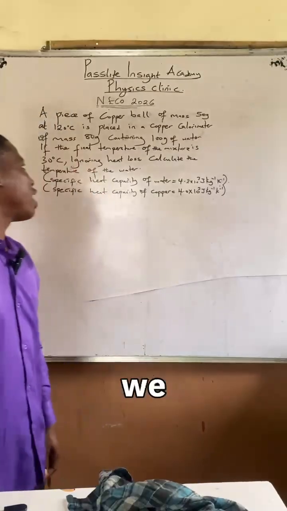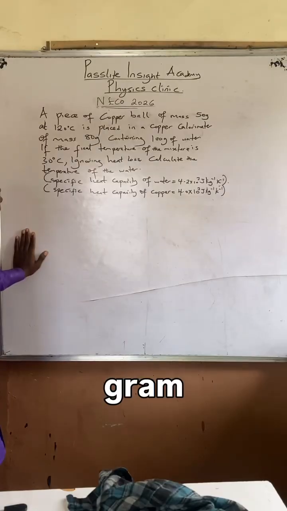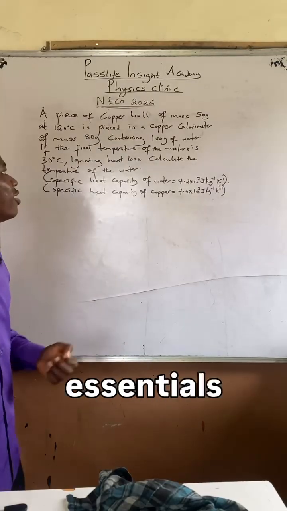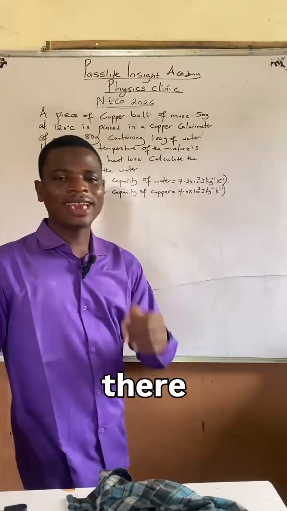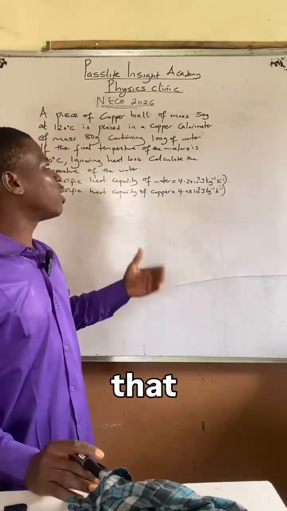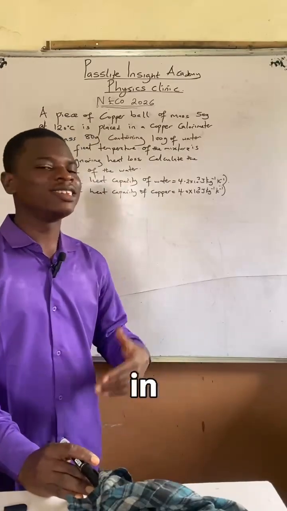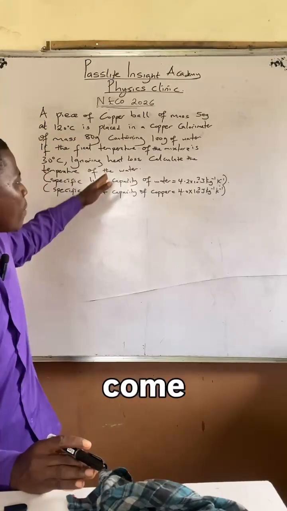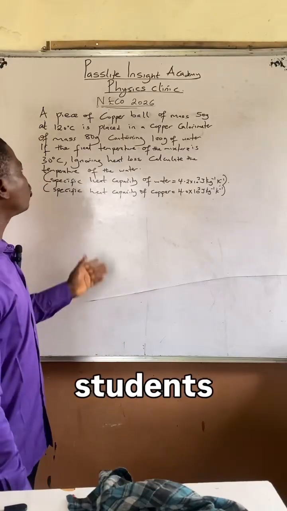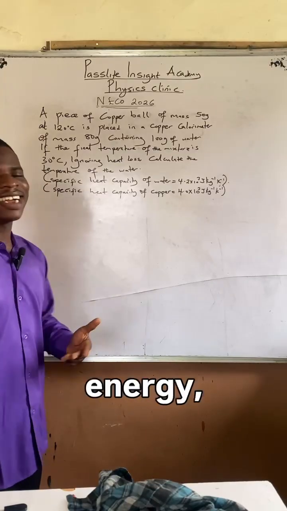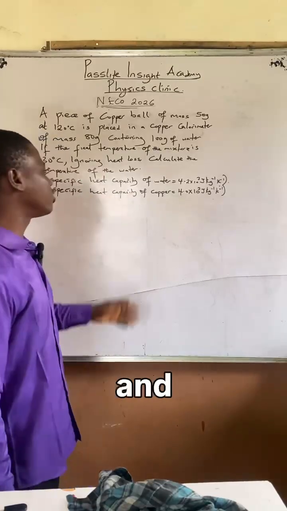So today, this is what we are having. A piece of copper ball of mass 50 gram at 120 degrees Celsius. This topic is under specific heat capacity. And there's one thing to understand: all these questions that we are solving are common in WAEC and common in JAMB. It's not mainly in NECO questions; you come across this in any external exams. Most students used to run away from heat energy and heat capacity, but it's very, very easy. So let's interpret the question and see how to solve it.